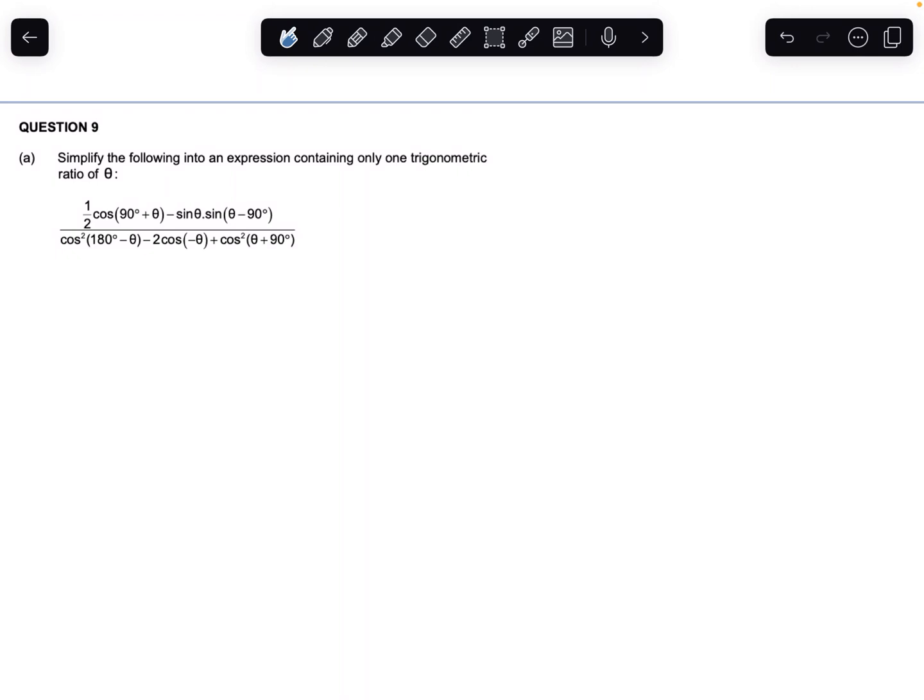Let's go. Simplify the following into an expression containing only one trig ratio of theta. So this could be tan theta, sine theta, cos theta, etc. Okay, so we've got half cos of (90 plus theta) minus sine theta times sine of (theta minus 90), divided by cos squared times cos of (180 minus theta) squared minus 2 times cos of negative theta plus cos of (theta plus 90) squared. Okay, so there is a lot going on here.